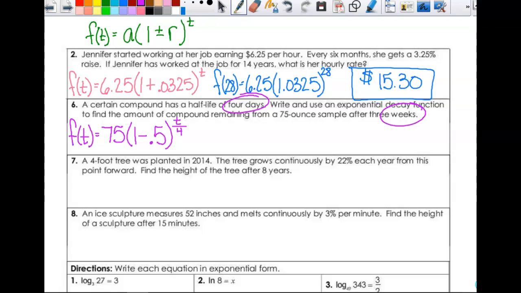So then we have to substitute in now. And what is t going to be? 21. Because if I'm doing days and it's 3 weeks, f of 21 equals 75 times, and I could leave it 1 minus 0.5 because I'm using a calculator, but that just makes it 0.5. And then 21 over 4. When you push buttons on this calculator, when you get to the exponent part, you can put a little fraction in the exponent and do 21 divided by 4 in the exponent. It's another reason that makes it really nice.